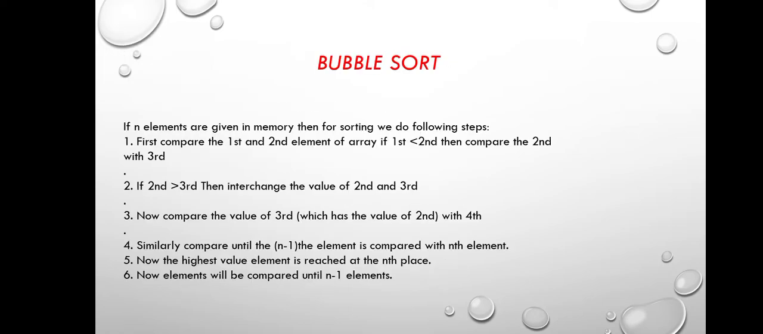Bubble sort. If n elements are given in memory, then to sort we do the following steps. First compare the first and second element of the array. If the first is less than the second, then compare the second with the third. If the second is greater than the third, then interchange the values of second and third. Now compare the third, which has the value of second, with the fourth. Similarly compare until the n minus 1 element is compared with the nth element. Now the highest value element has reached the nth place, and now elements will be compared until n minus 1 elements.